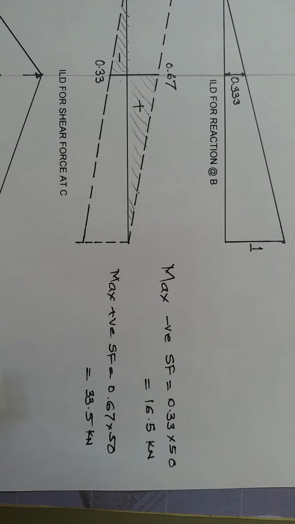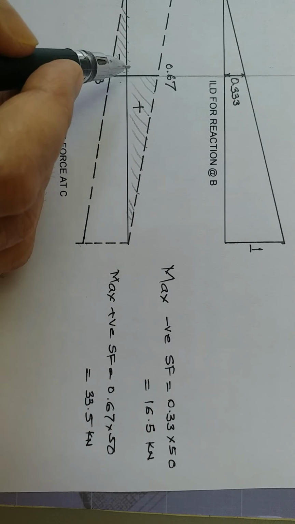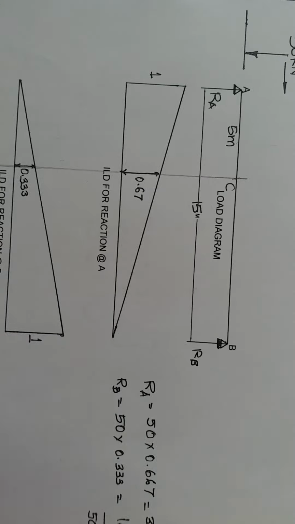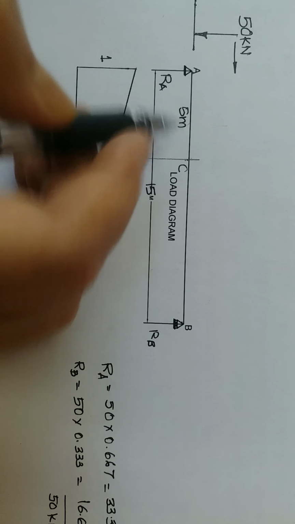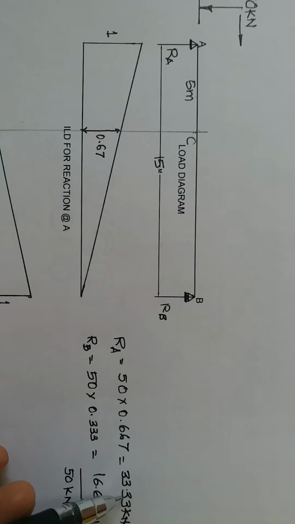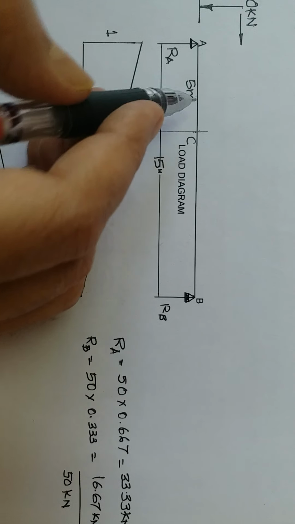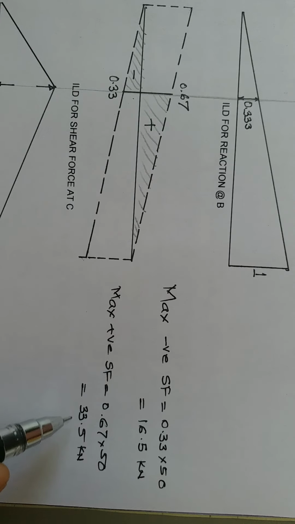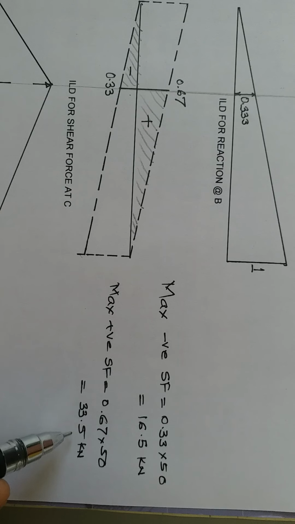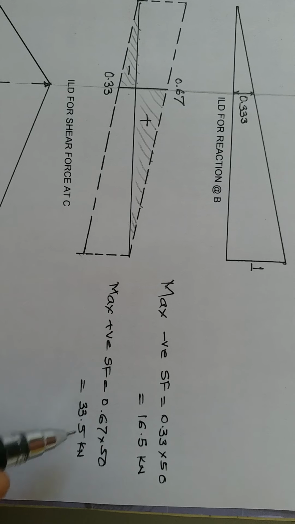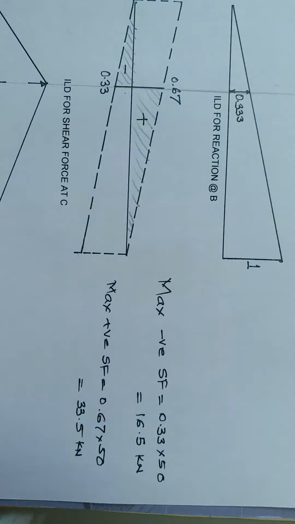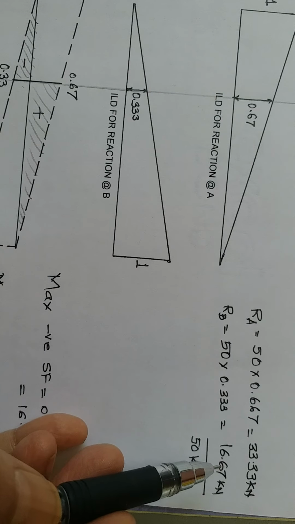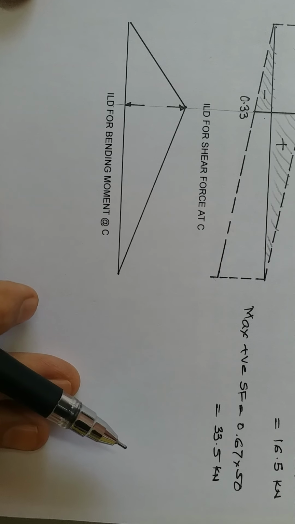Otherwise, if you calculate shear force directly, it will be the same. At this position of the load, the reaction here will be 33.33, so if you consider the left side, it will be 33.33, which is calculated by influence line diagram. And if you calculate the right side, then it will be 16.67 kilonewton. So you will get the same values.